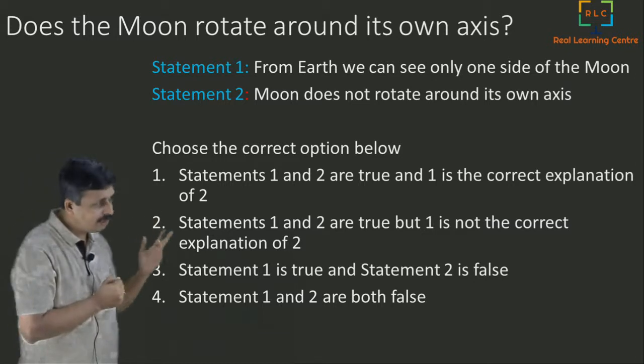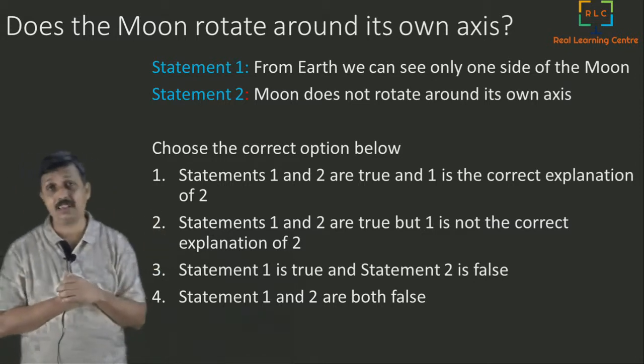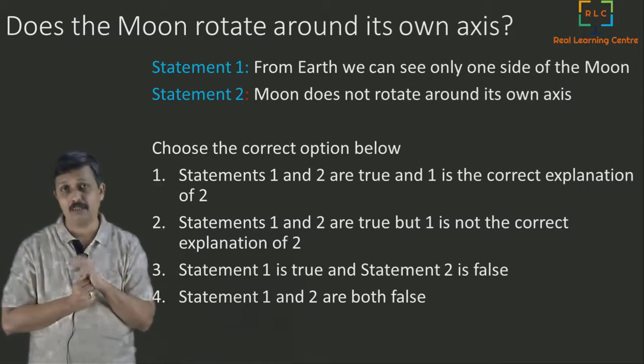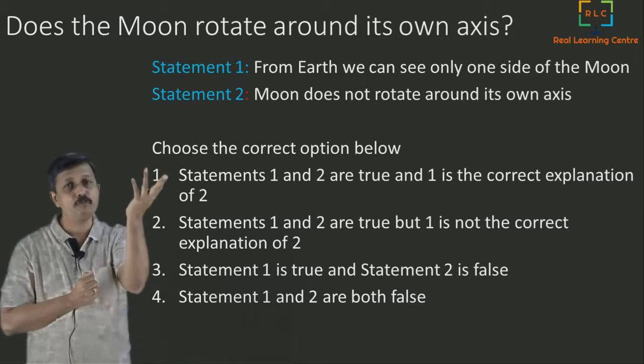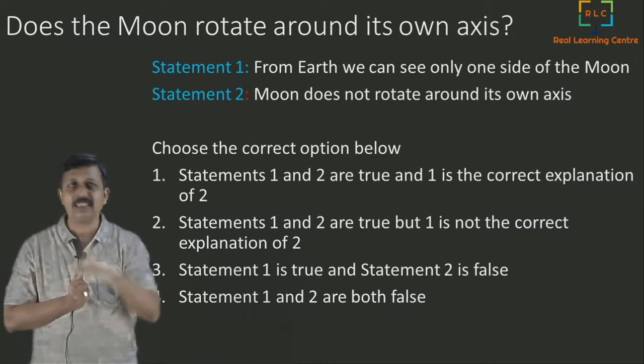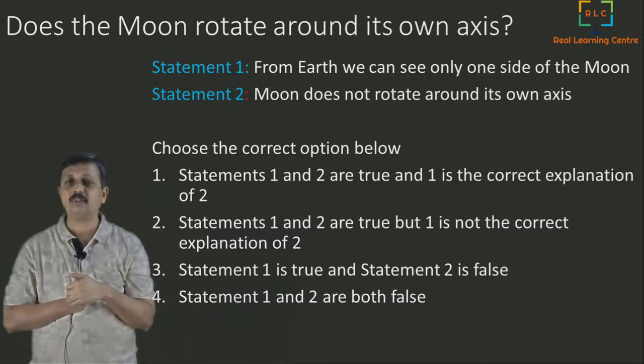I can't believe 1 and 2 are both false, because I have seen in the data that we are only seeing one side of the moon. If we were seeing the other side, we would have seen it, but we always see the moon in only one way. So there is absolutely no difference. It's always exactly the same. So it's only one side.